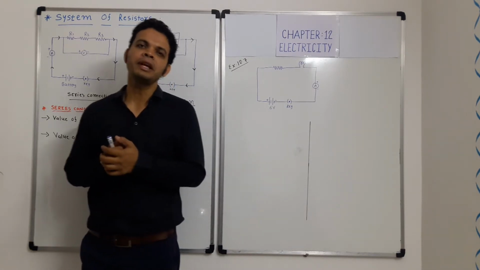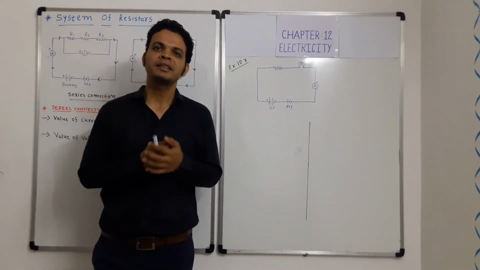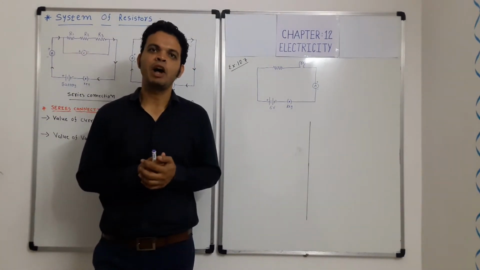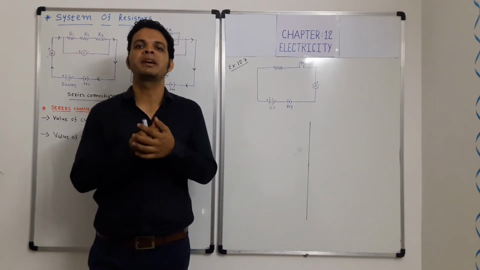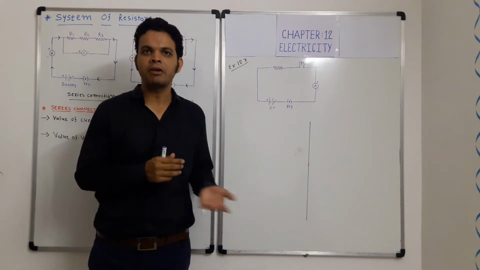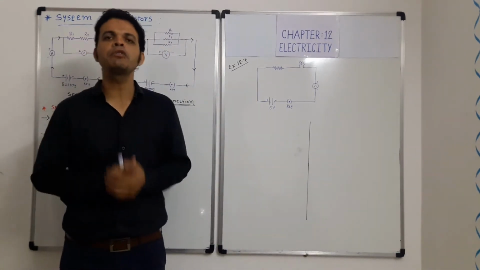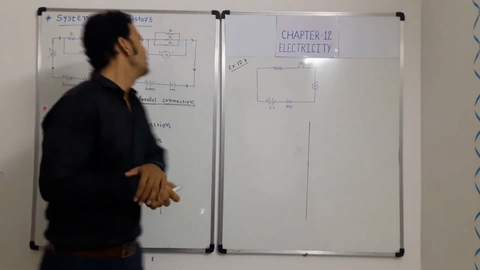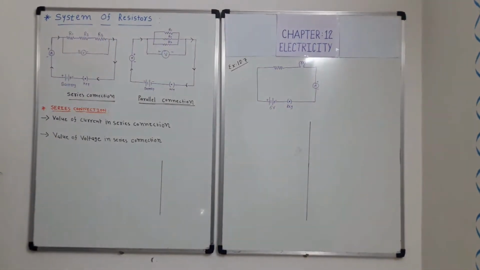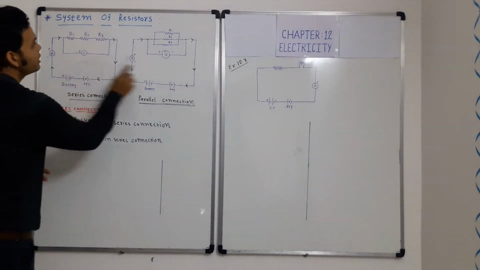Now, in today's video lecture, we are going to discuss that if we have a system of resistances, in how many ways the resistances can be connected, and if they are connected in, let's say, one way or in another way, then what is the resultant? That means, what is the equivalent resistance? So let us start. In a system of resistances, mainly resistances can be connected in two different fashions.